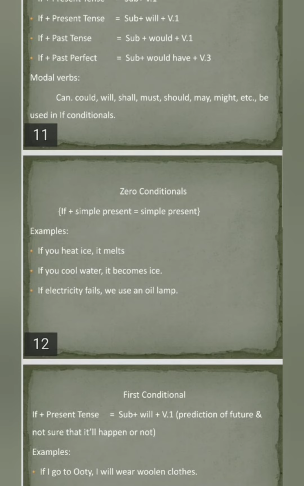The second example is, if you cool water, it becomes ice. If electricity fails, we use an oil lamp. So these are all some of the truths, some of the facts. So we have to use zero conditionals.